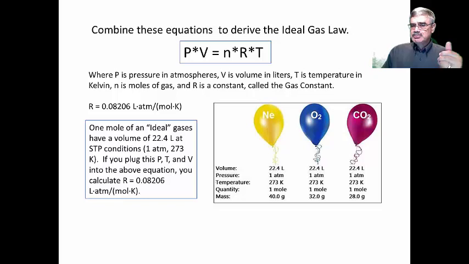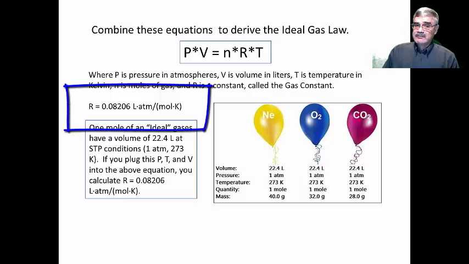Now, in this equation, pressure must be in atmospheres. Keep in mind, it must be in atmospheres. Volume must be in liters, and temperature must be in Kelvin. N is in moles. You expected that. And then R is a constant, which we call the gas constant. Now, I've shown you in the slide the numerical value of this gas constant. R is equal to 0.08206 liters atmospheres divided by moles per degree Kelvin.